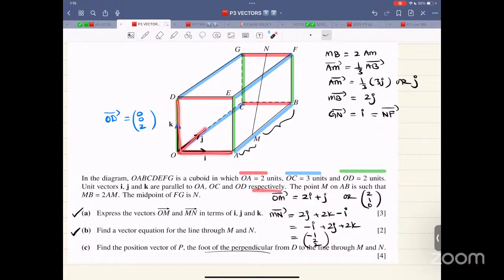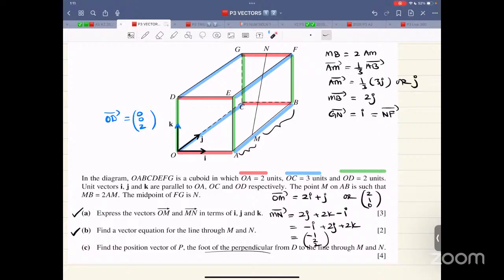So not only will they draw, they will also write it in paragraph. The point M on AB is such that MB is 2AM. So M is over here. MB is twice the length of AM. That means AM is 1/3 of AB. MB is 2/3 of this thing. Find the vector equation of a line through M and N.